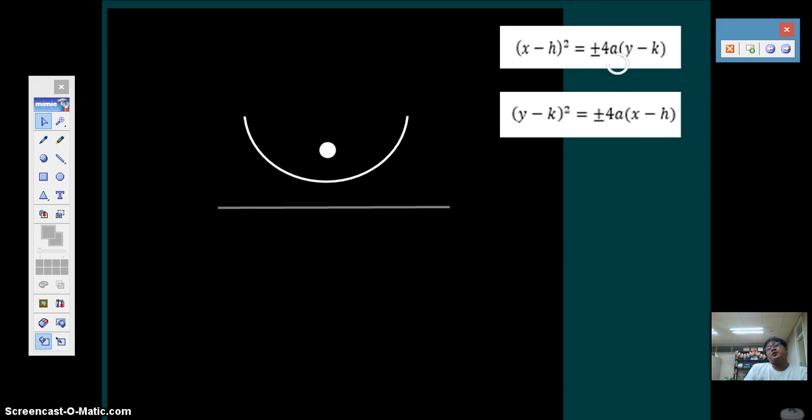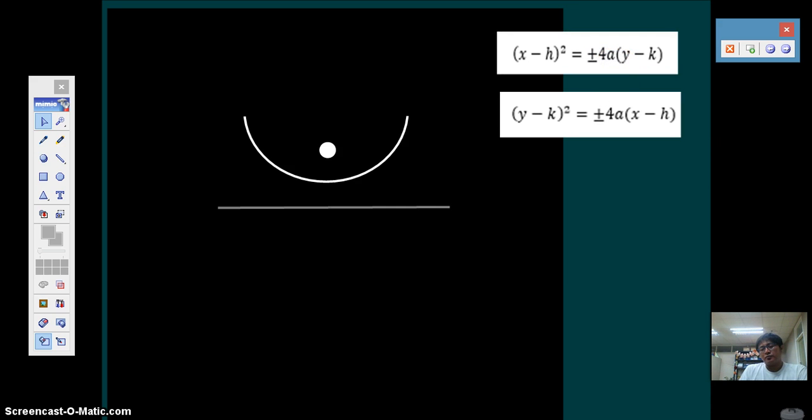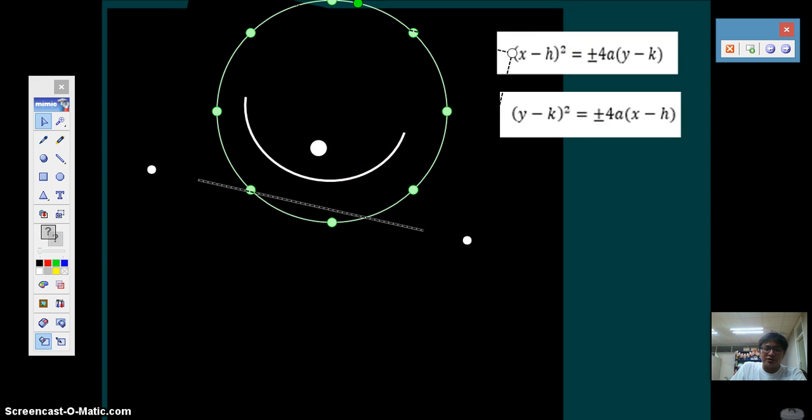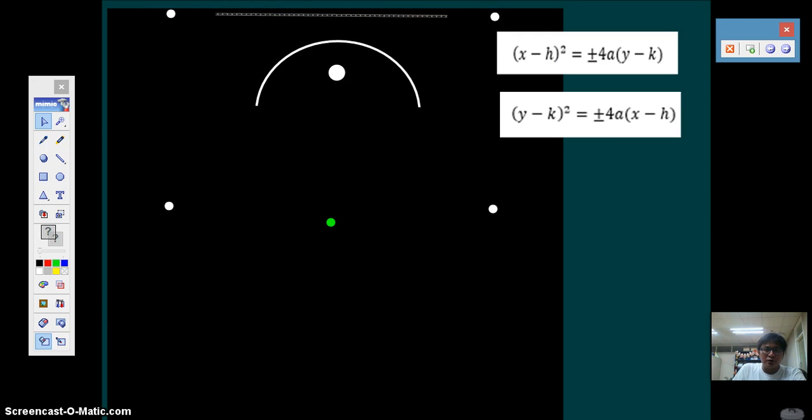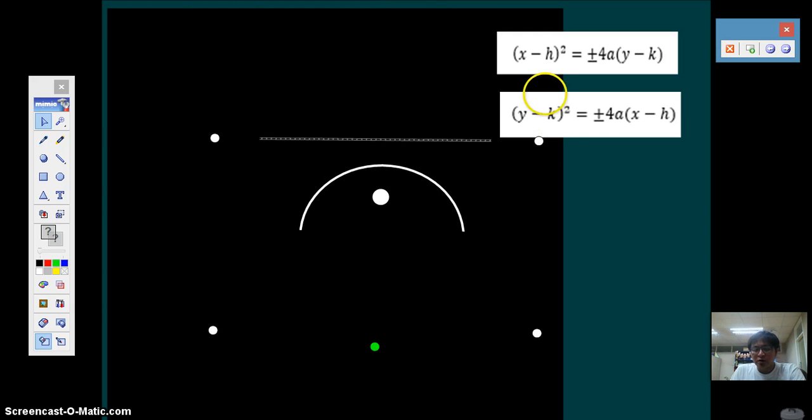So this standard form, x minus h squared equals plus or minus 4a times y minus k, represents all the parabolas that open either upward when it's positive, or downward when the right side is negative. Then the vertex is of course (h, k).